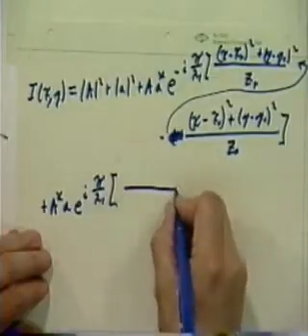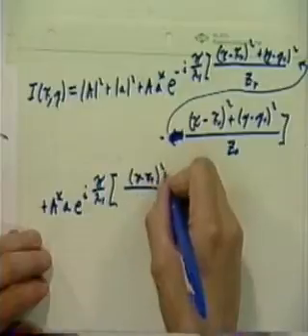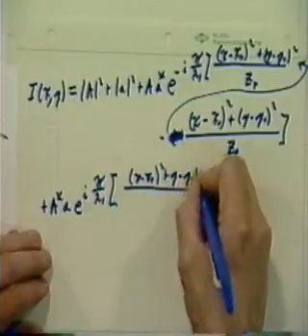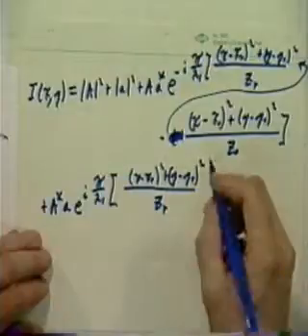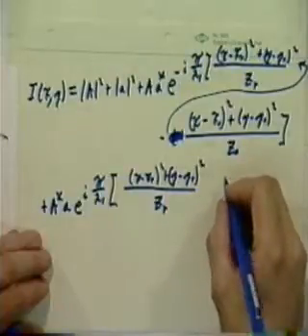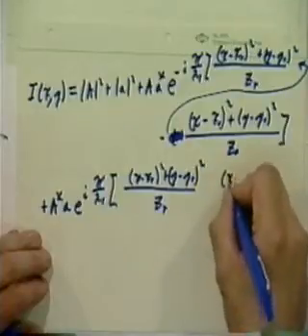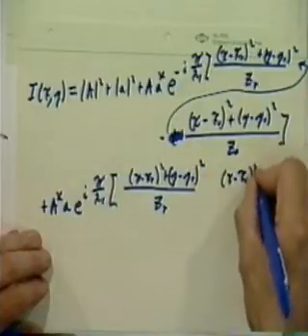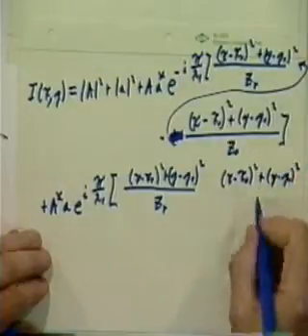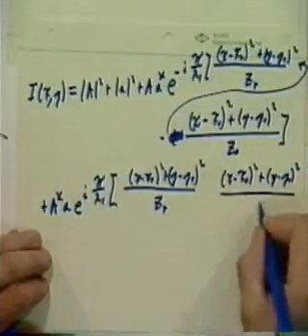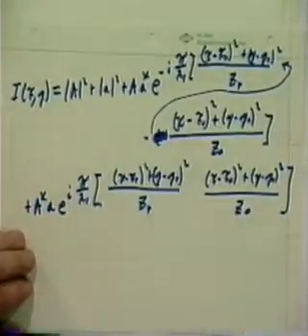Now, have you tell me what the signs are here. I'm getting nervous. (x − x_r)² + (y − y_r)² over z_r. And then we have another one here. I'll leave a sign blank for a second. (x − x_0)² + (y − y_0)² over z_0. Now, is there a brave person here who will tell me what the signs are?